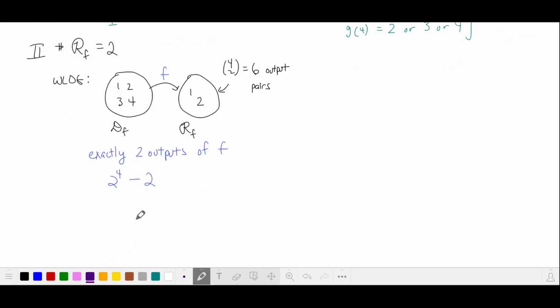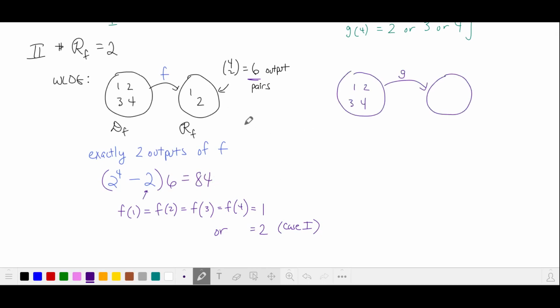But we want to subtract 2 because this is the situation where all 4 of our inputs would produce one output or the other. And this is actually case 1. So we'll subtract 2 for each of these. Multiplying this by 6 for the 2 different output pairs gives us 84 choices for F.